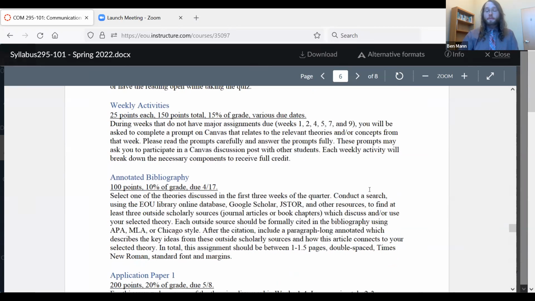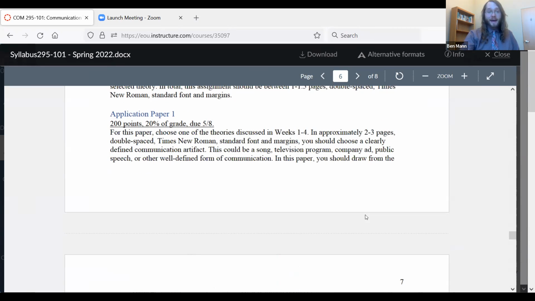During the third week, I'm asking you to do an annotated bibliography where you look at one of the theories and look at some additional sources and discussion related to that theory with some annotations and points related to that.